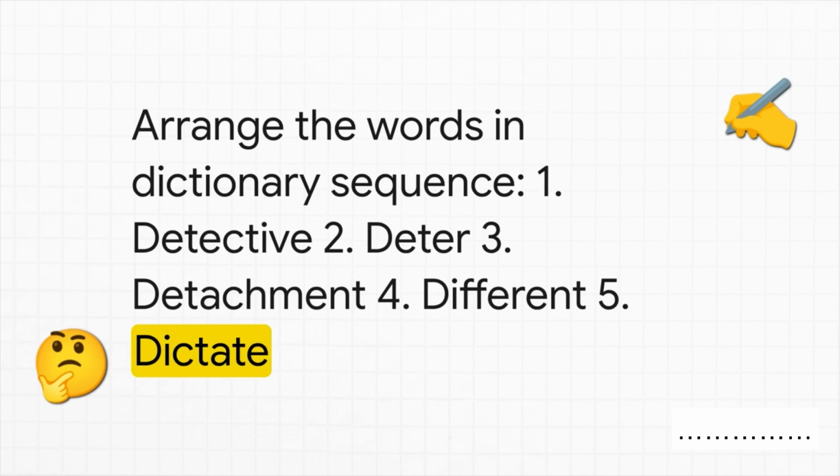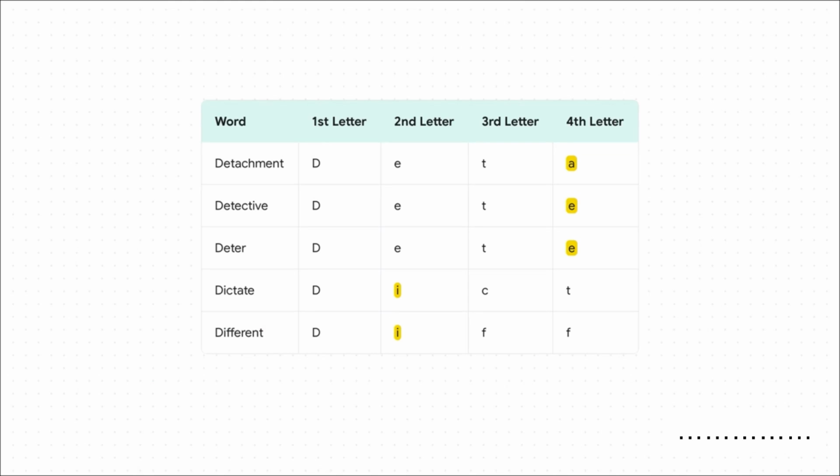Okay, let's put this method to the test with a real question, shall we? We've got 5 words here: detective, deter, detachment, different, and dictate. Our job is to arrange them exactly as they would appear in a dictionary. Okay, so look closely. The first 3 letters DET are common in detachment, detective, and deter. So we have to look at the 4th letter. In detachment, the 4th letter is A, which comes before E. So detachment, which is number 3, is first in our sequence.